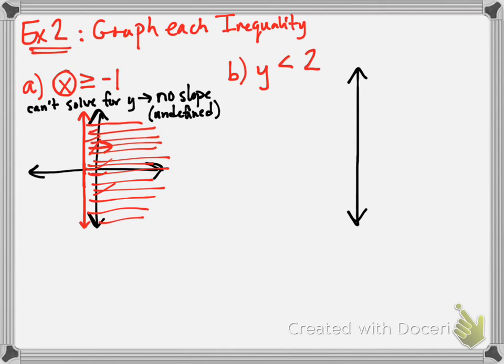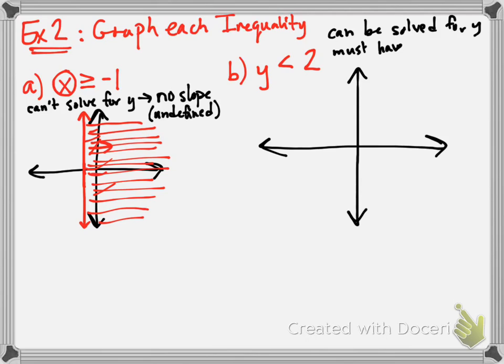Okay, let's look at this y is less than 2. Now notice that there is no x here. So that's going to give us something else. It can still be solved for y. In fact, it already is. So it must have a slope. But the slope here is actually 0, because I could rewrite this as 0x plus 2, which would still be just 2. So I'm still writing the same equation. Y is less than 0x plus 2. So a 0 slope is a horizontal line.